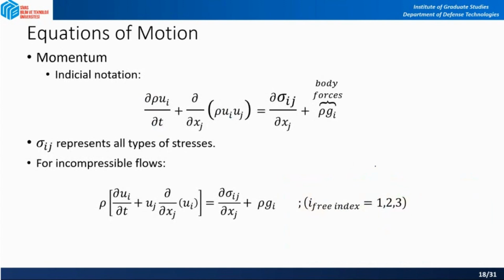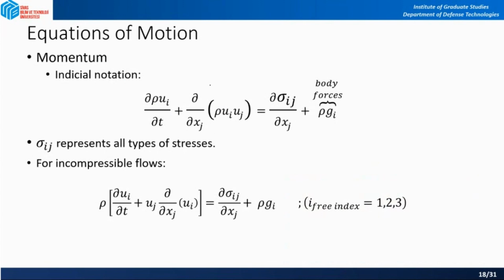So as another example, we just talked about the continuity. Now let's say we have a momentum equation. Your momentum equation, we said that it's not anymore a scalar equation. Why? Because it will include some free indices. Where are these free indices? You just see these free indices.